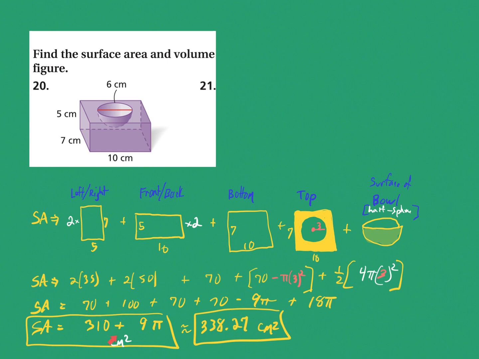So we combine like terms, and we get 310 plus 9 pi, which is the exact answer. And as a decimal, it's an approximate answer, 338.27.